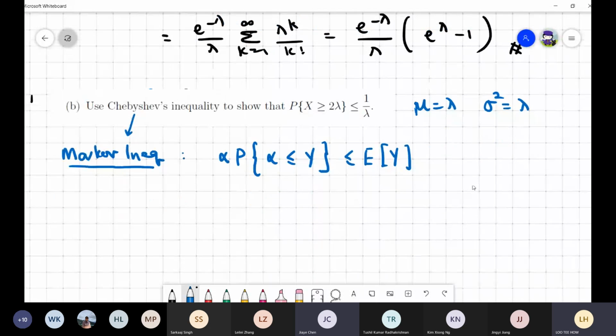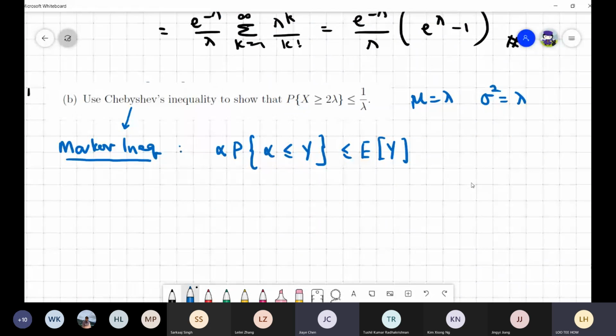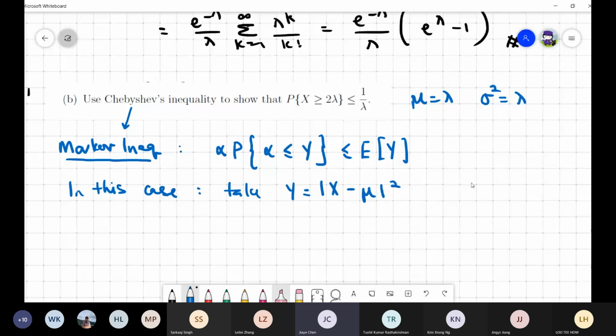In this case, you can take y to be x minus the mean. Instead of lambda, I just put the mean, that will be better, and then square. So how to choose this? You guys go and see the pattern for it.